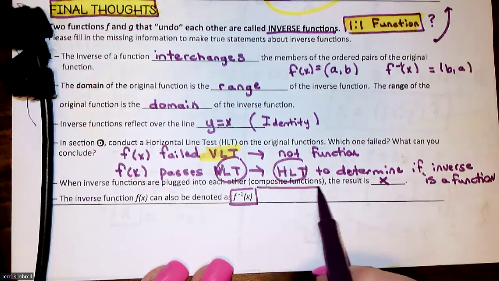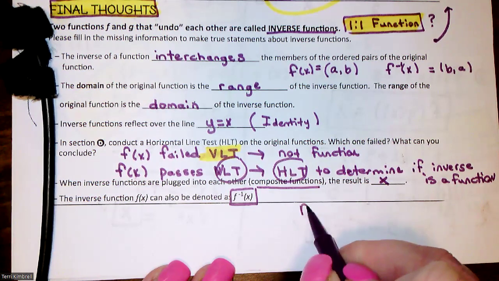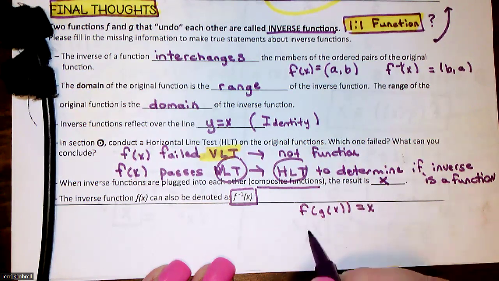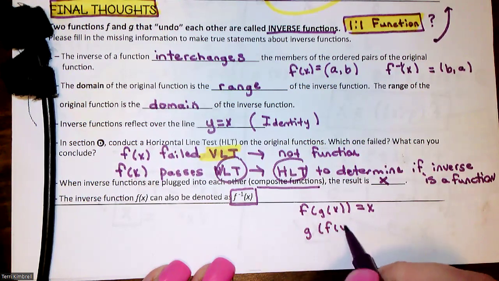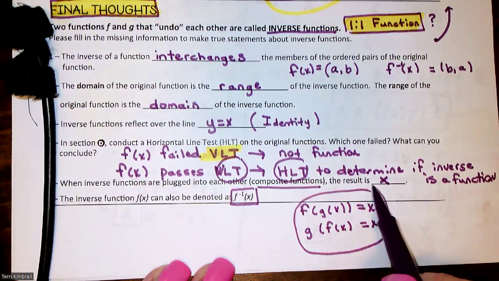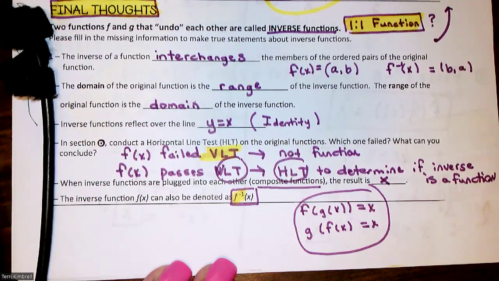So if you do the composition of functions, f of g of x should give you x, and g of f of x should give you x. So when you're doing the compositions, they both should give you x. And remember that the inverse function is denoted with that little power -1. Okay, good luck on your work.